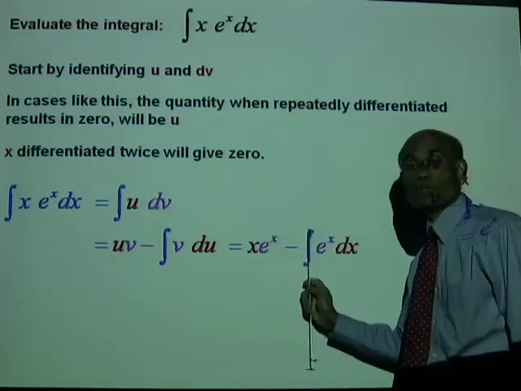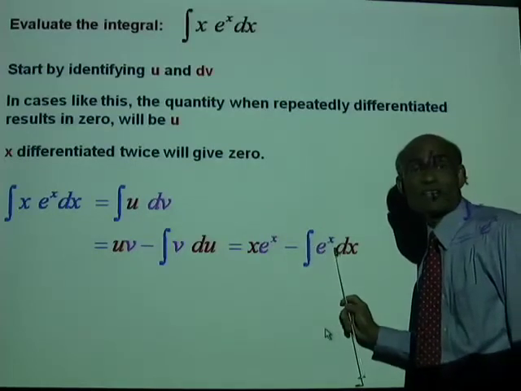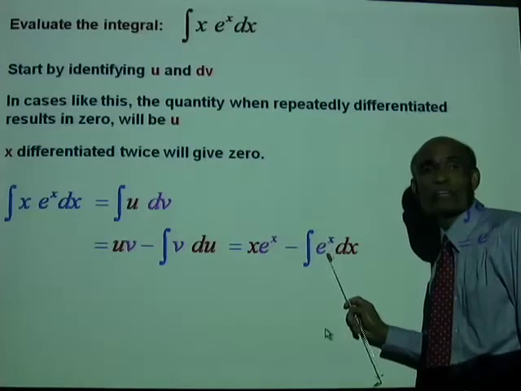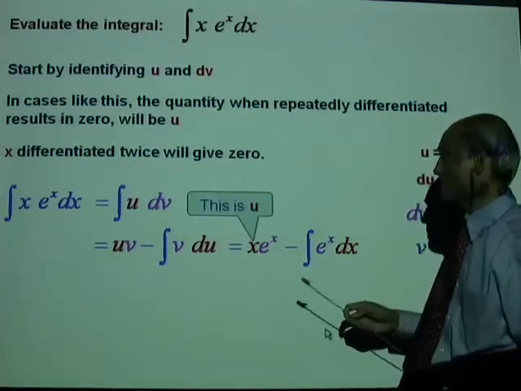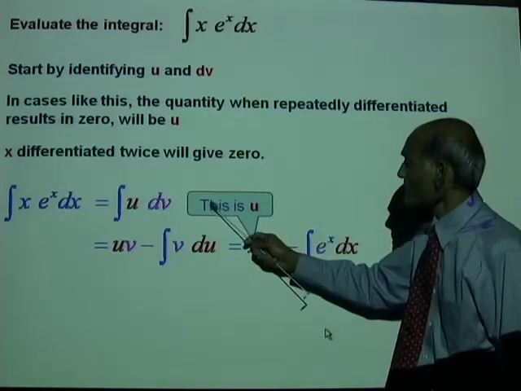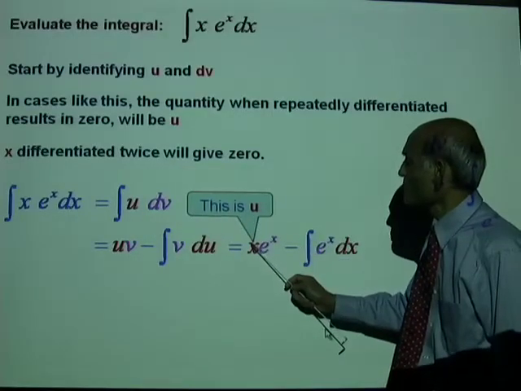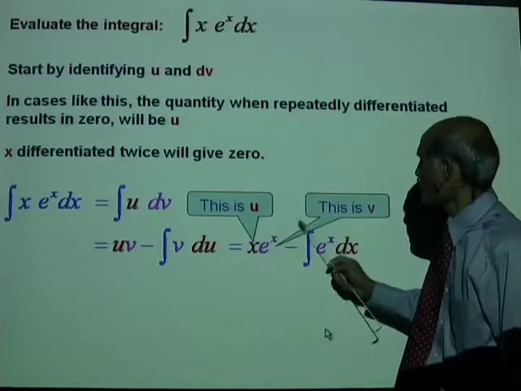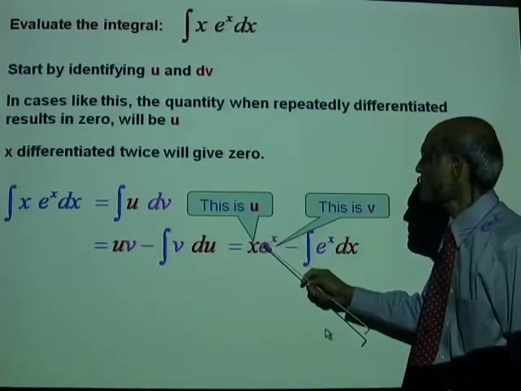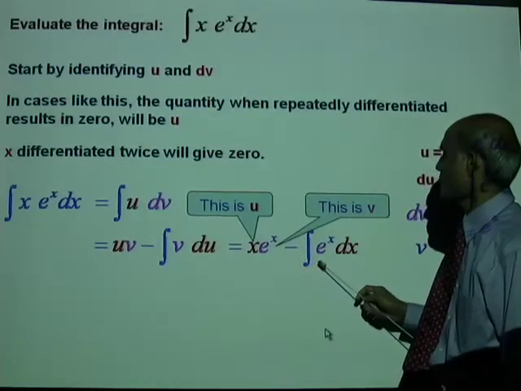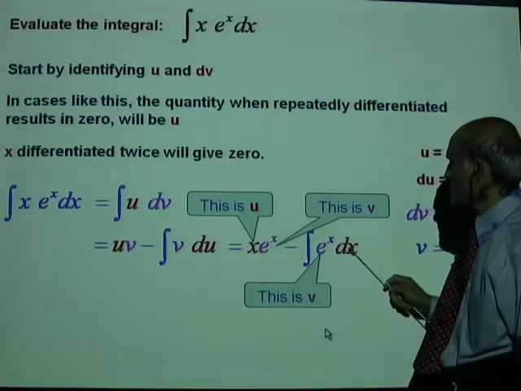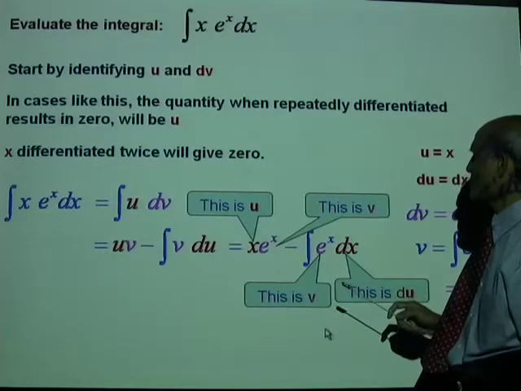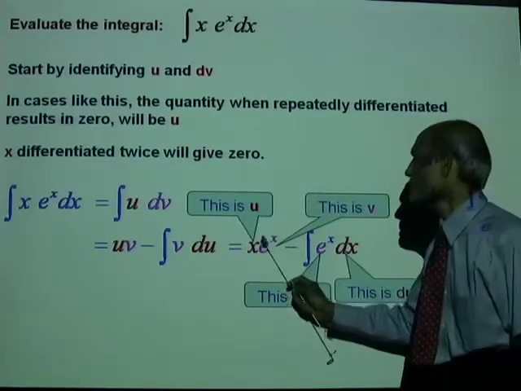Now, this is easily integrated. What is integral of e to the power of x dx? Is e to the power of x. So that will be, now watch this again. That is our u. This is our v, so that is u times v minus integral v. This is our v and this is our du. Now what does this equal to?